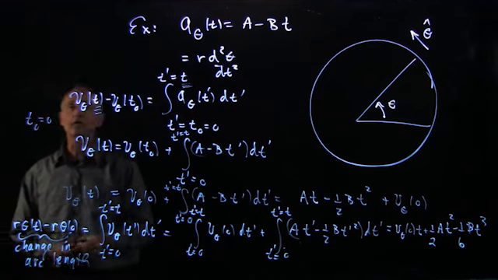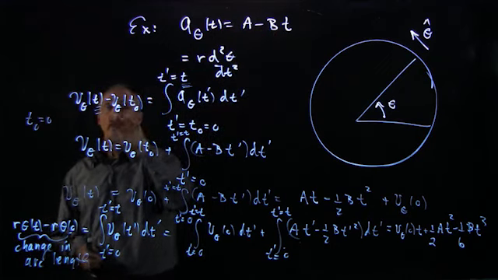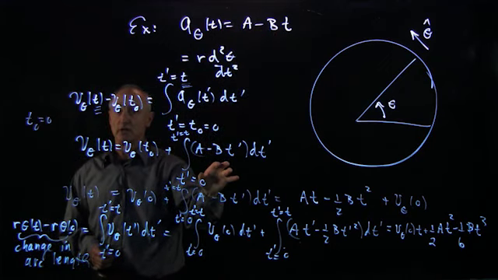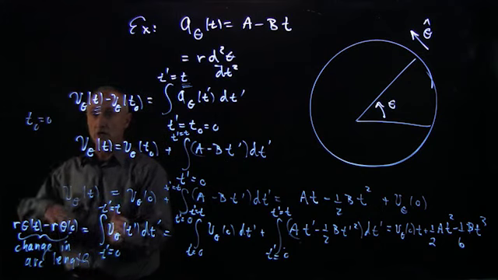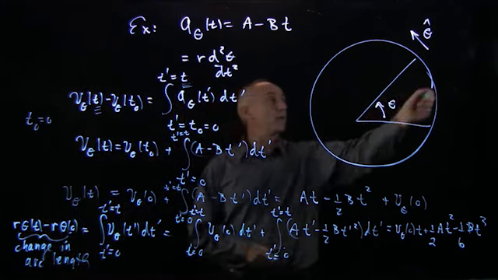And that's a typical example of where we're given tangential acceleration. We integrate it to get the tangential velocity. And then when we integrate the tangential velocity, we're getting the change in arc length around the circle.